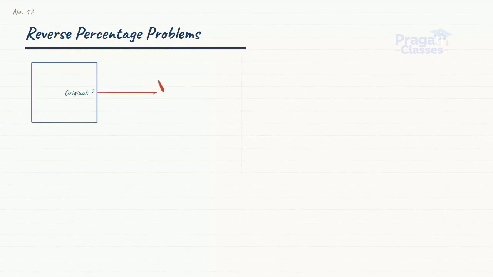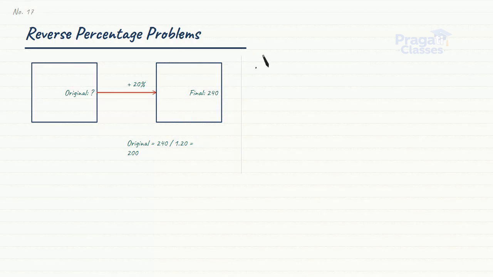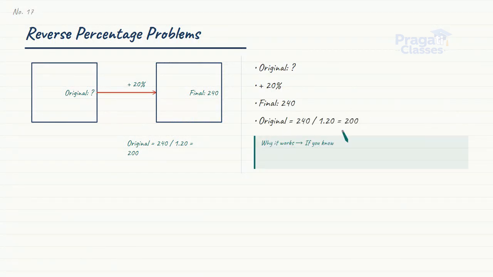Alright, we've increased and decreased, but what if we only know the final price after the change, and we need to rewind back to the original? That's a reverse percentage problem. Let me sketch this out for you. Imagine a price went up by 20% and became $240, but the original sticker is a mystery. Since the final $240 is 120% of the original, that's the 100% original plus the 20% increase, we can write it as original times 1.20 equals 240.